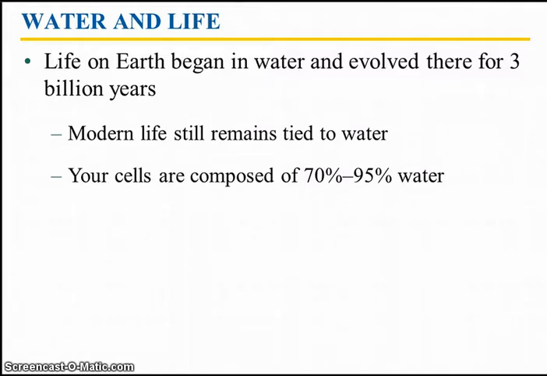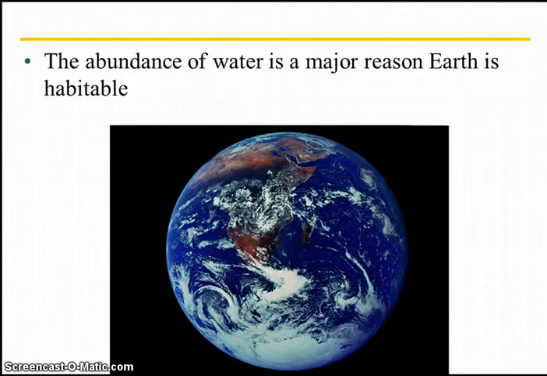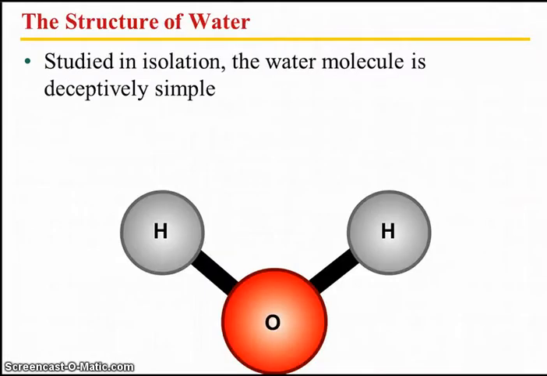In fact, your cells' biggest component is water. Different cells have different amounts of water. For example, muscle cells have a lot more water than fat cells. Water is the main reason Earth is habitable, that we can live here.